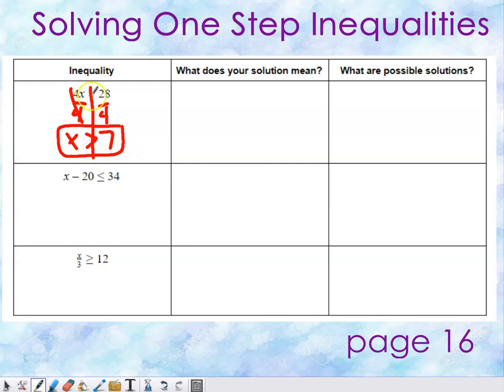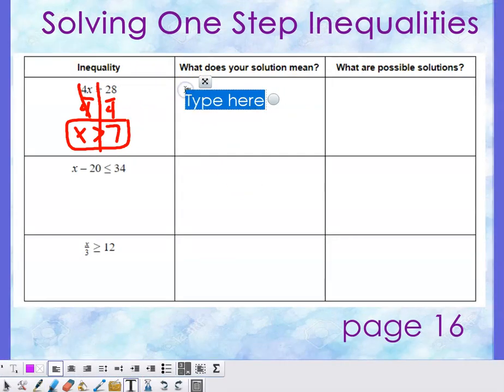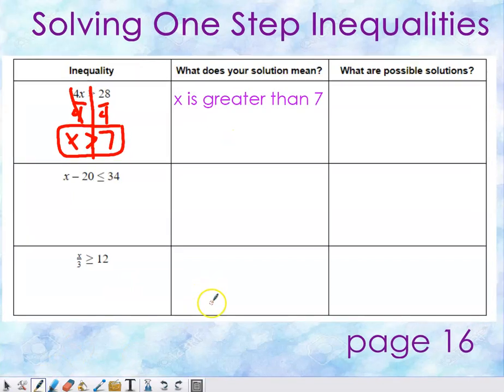Remember, it's not an equal sign. We're not using equal signs. That's the main difference with what we're doing here. There's no equal sign. It's a greater than sign. Okay, what does your solution mean? Our solution means that x is greater than 7. You just need to write it out. X is greater than 7.